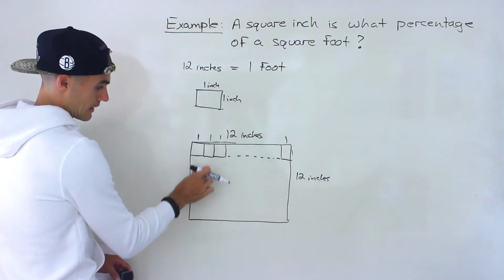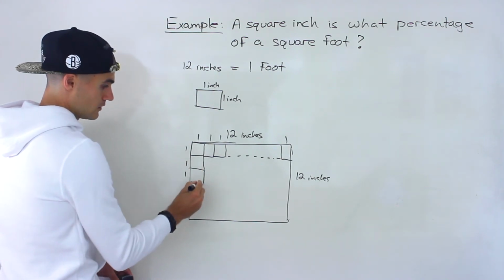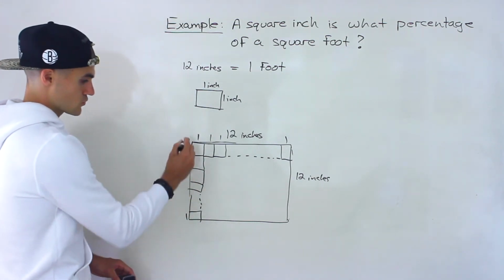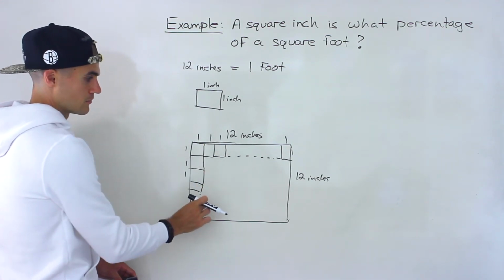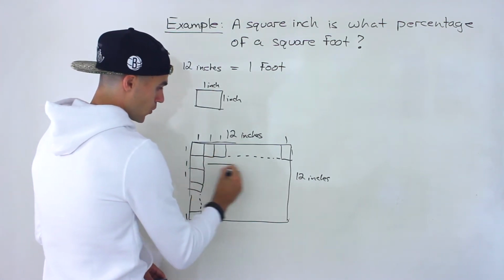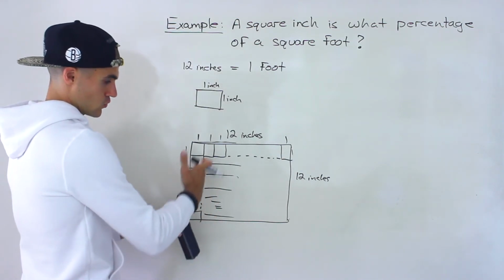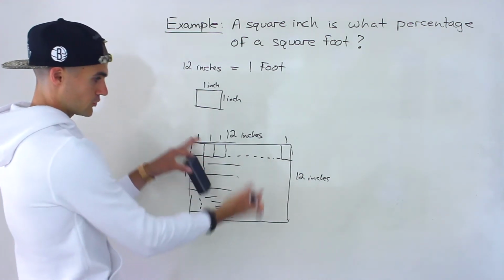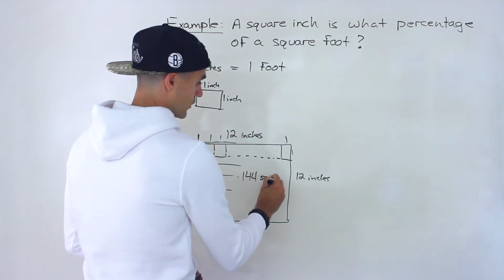And then if we look at it vertically, this is 1, 1, 1, and then we keep going all the way to the last one, which would be 1 as well. This here is also 12. And so there would be 12 square inches in this column as well. So basically we'd have 12 rows of 12 square inches. And if we multiply both of those, there are 144 square inches in a square foot.